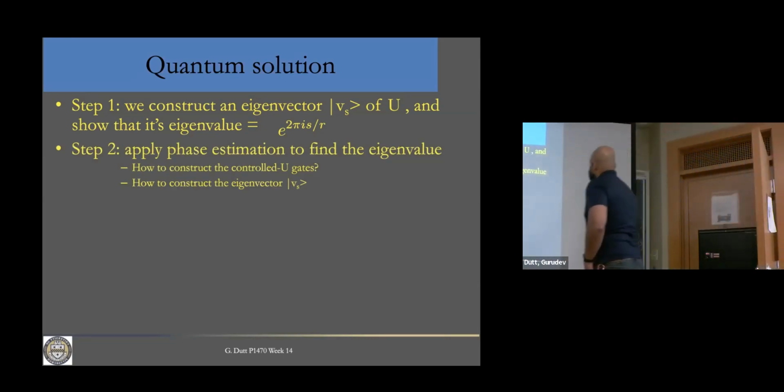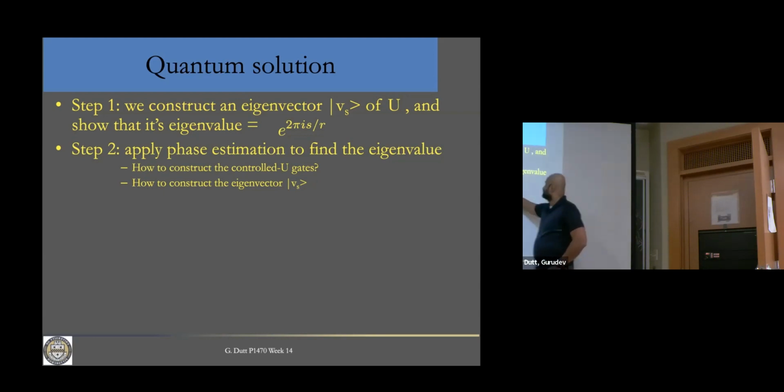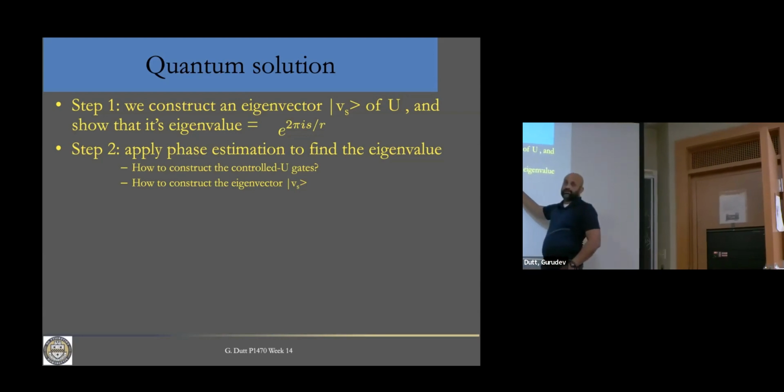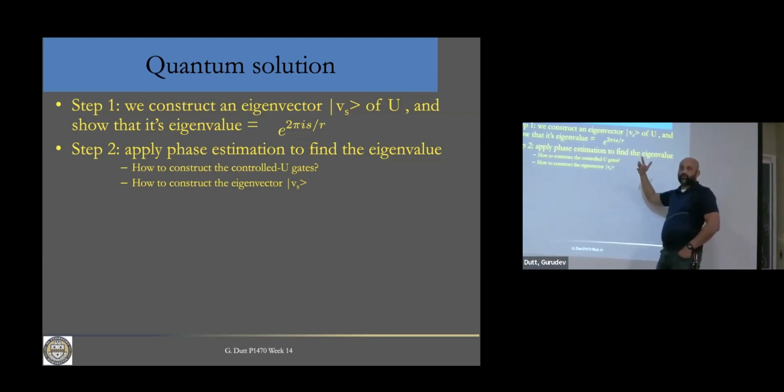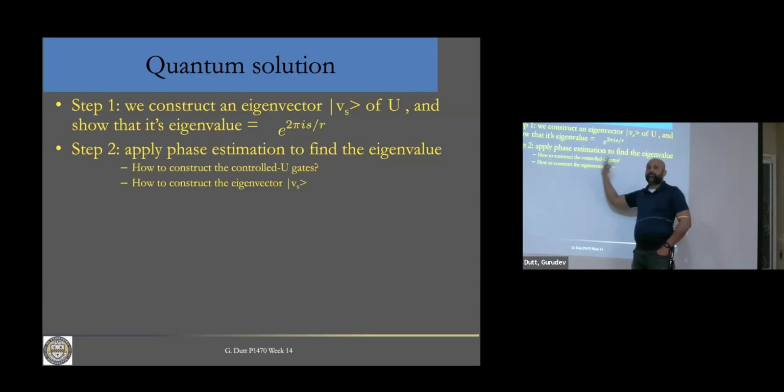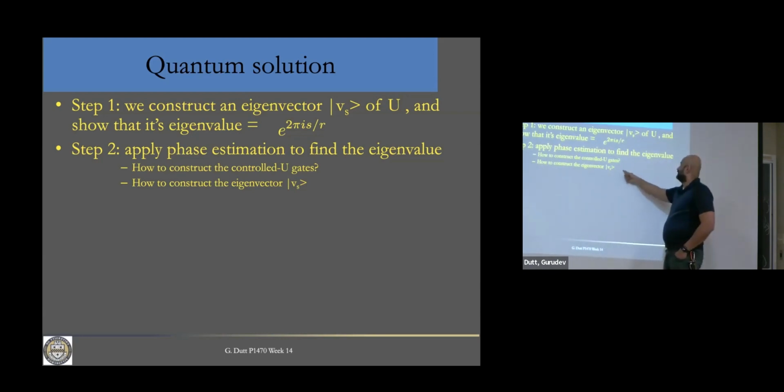Then I'm going to apply phase estimation to find the eigenvalue. And this has two substeps, 2a and 2b, which are somewhat complicated. How do we construct a controlled U gate? Because phase estimation requires controlled U squared, controlled U to the fourth, etc. How do we get those gates? And finally, how do you construct the eigenvectors V_s as well? How do we actually make them?